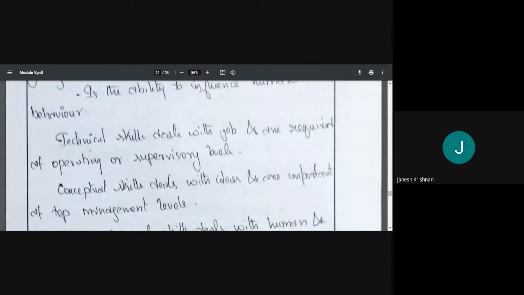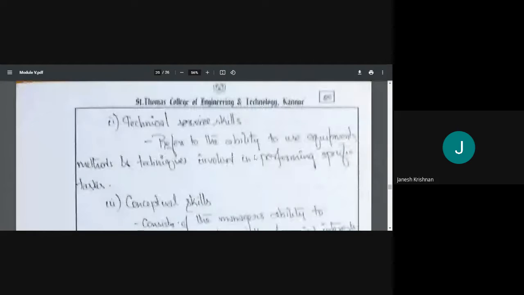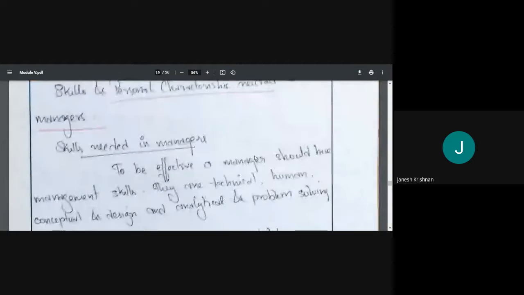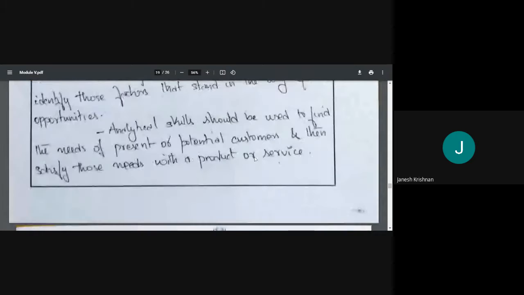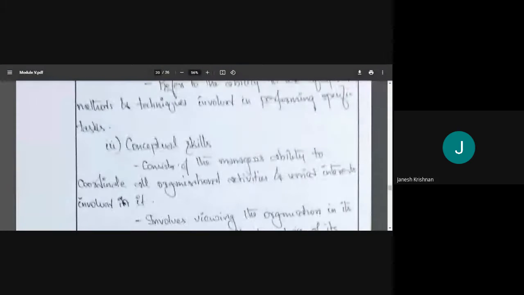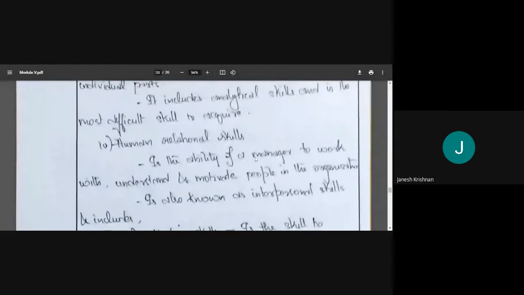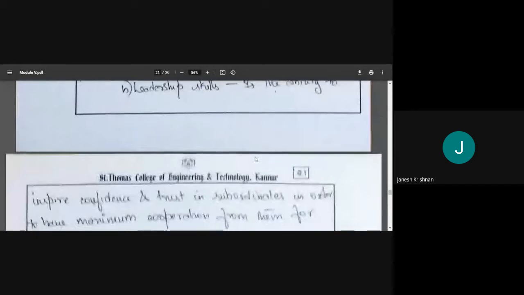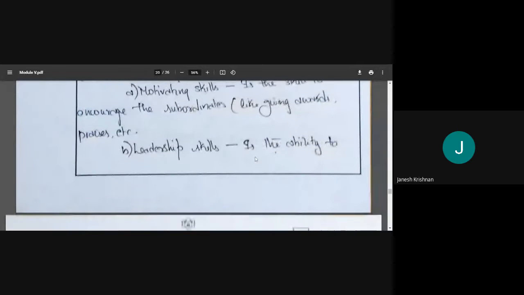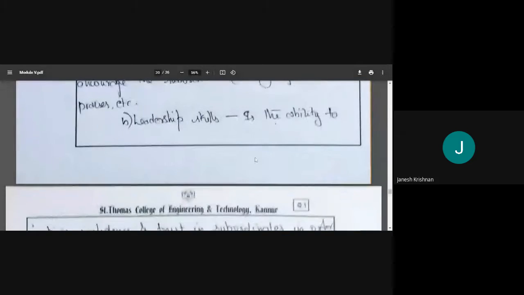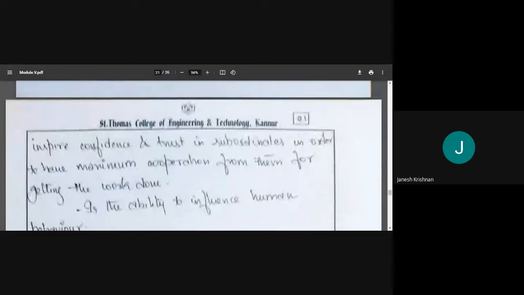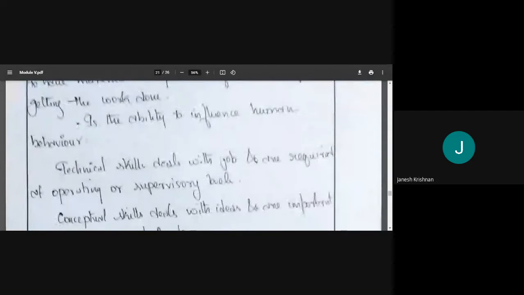So basically, skills are four, right? What are they? The first one is analytical and problem solving abilities. The second one is technical skills, then conceptual skills, and the fourth one is human relation skills, right? Human relation skills involve that you have to motivate the people, you have to lead the people. So leadership skills and motivation skills will also come into play, right?